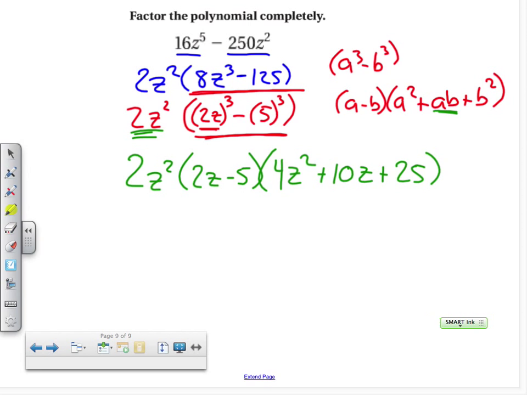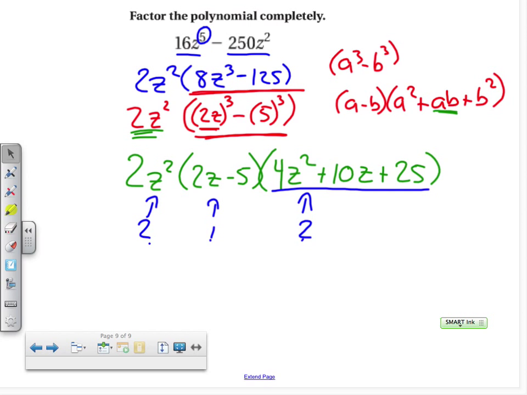Remember, we could have up to 5. 2 are accounted for here. 2 are accounted for here. And a difference of cubes, this will never factor. And 1 is accounted for here, so we got our 5 factors.